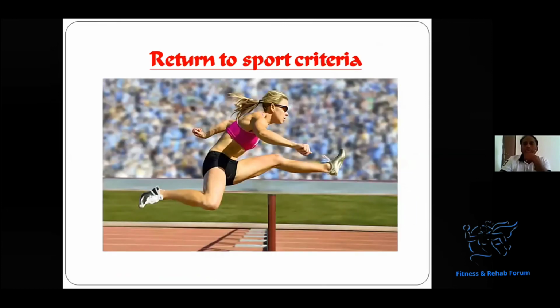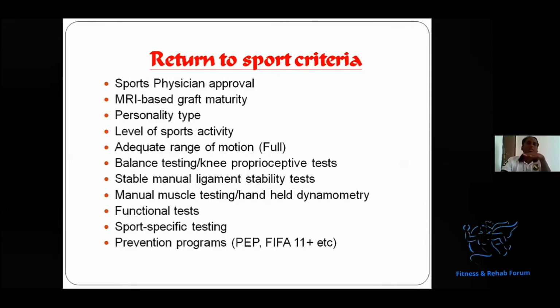For return to sport, there are criteria at the international athlete level, lower level, zonal level, and even premier season level. If he's an international athlete, we have to go through these things. He should be fit to play with the sports physician's approval, and an MRI-based graft maturity assessment done by an orthopedic surgeon. Personality type matters: he should be confident, because if the player is not confident, it's quite difficult to start his regular game. The level of the sport he is playing matters, and you have to start at a lower level. An adequate full range of motion should be there, and balance and proprioception should be fine.